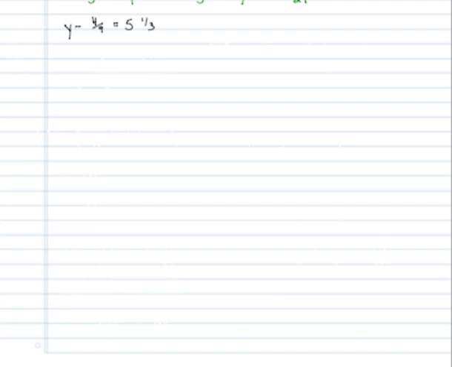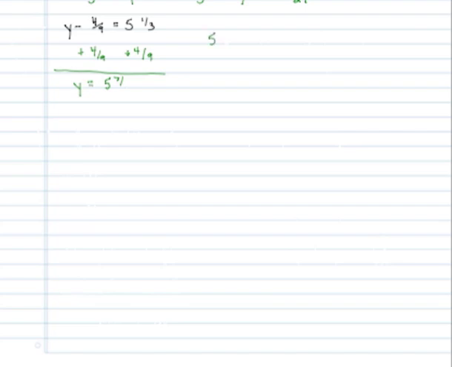So we have to use the inverse operation of subtraction, which is addition. So we have to add 4/9 to each side. Remember, what we do to one side of the equation, we have to do to the other side, so 4/9. So we're going to be left with y plus 0, or y equals 5 1/3 plus 4/9.